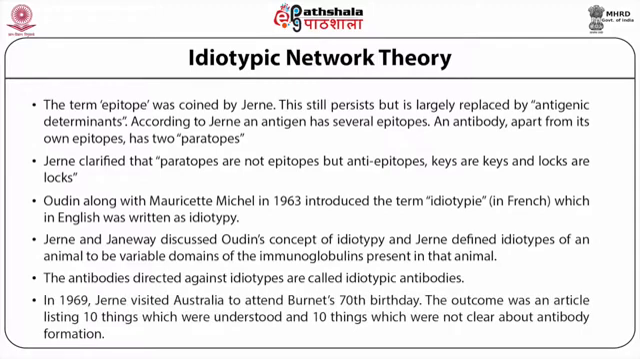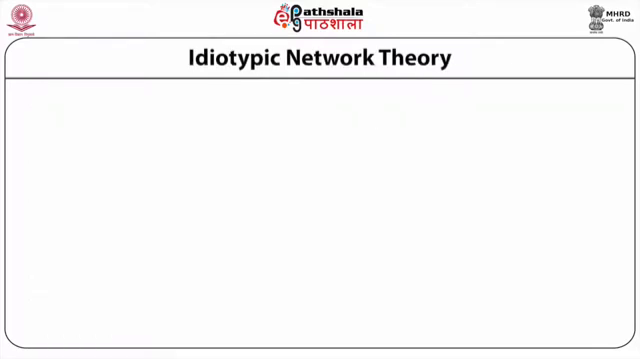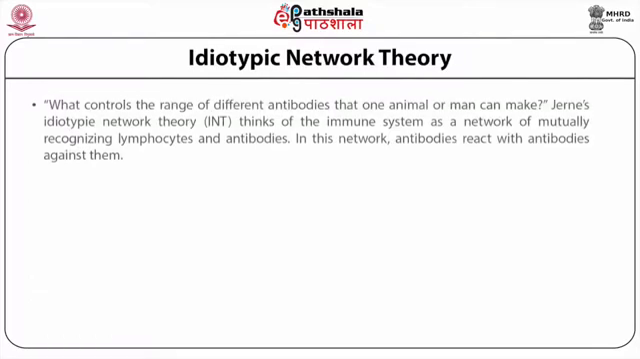In 1969, Jerne visited Australia to attend Burnet's 70th birthday. The outcome was an article listing 10 things which were understood and 10 things which were not clear about antibody formation. In the second list was what controls the range of different antibodies that one animal or man can make.